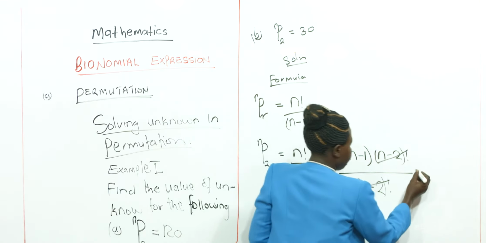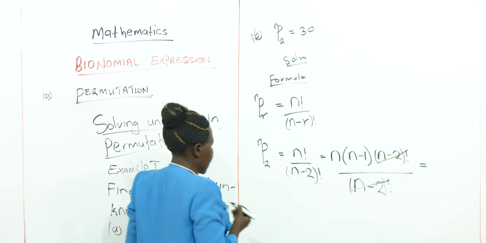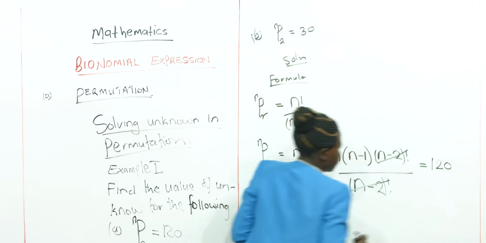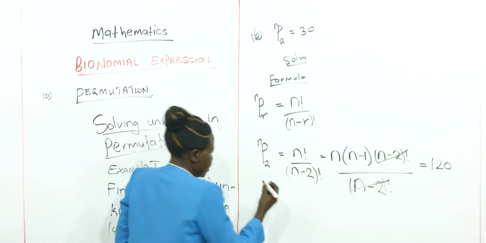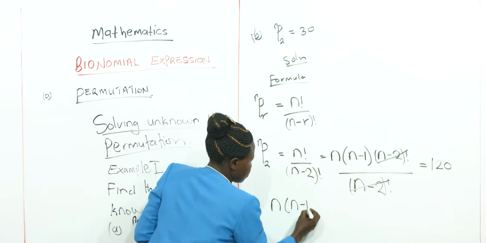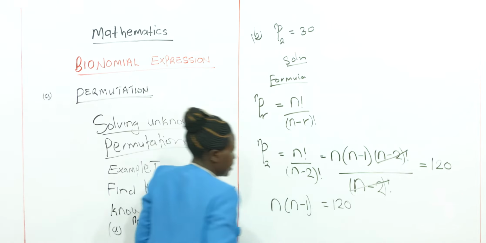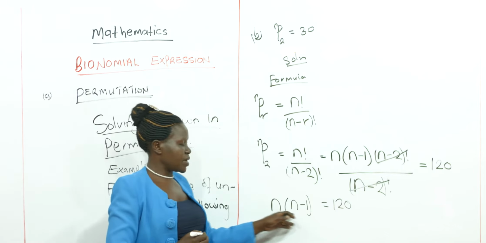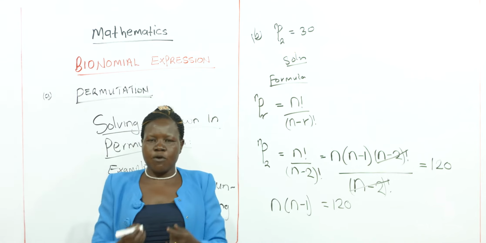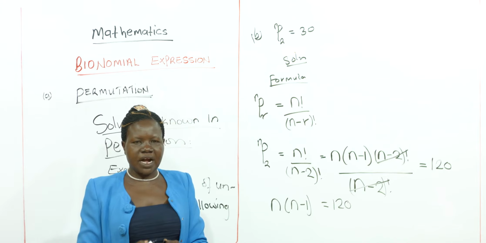So this will now be equal to our value here, which is 120. From that, you will only be remaining with n into n minus 1 equals 120. Then you will open your bracket. It is another way of trying to form what we call a quadratic equation, because we are still dealing with algebra.